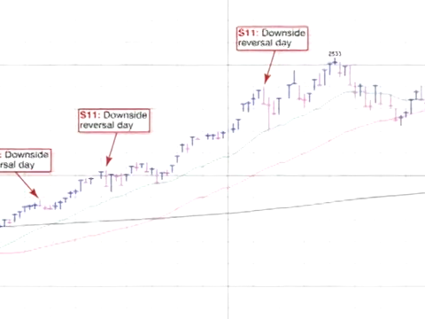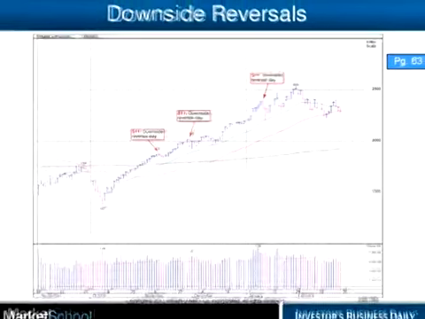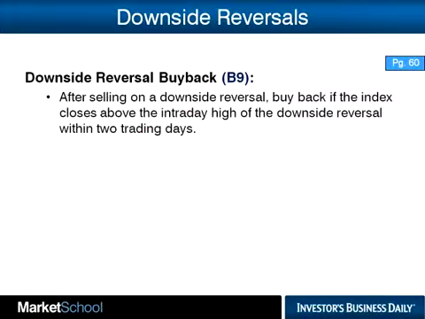The presumption is that when you get your downside reversal, it's going to lead to further weakness. Okay, that's typically what happens. If nothing else, at least a little pause for a few days. But if the index reverses and goes right back up into new high ground within 2 days, we're going to admit that it was a bad, faulty indicator, and we're going to reverse our decision to sell. We're going to have a buy signal. So that's what we call a downside reversal buyback.